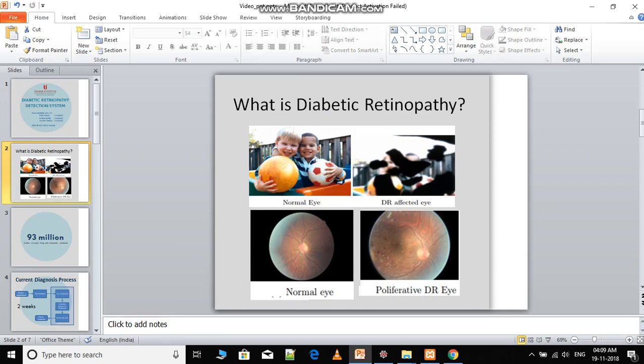What is diabetic retinopathy? Diabetic retinopathy or DR is an eye disease which is caused by the damage to blood vessels at the back of the eye. It is the major cause of blindness among the people aged from 30 to 70 years. People affected from diabetes are more prone to diabetic retinopathy. Here we can clearly see the difference between the vision of normal eye and the vision of DR affected eye.